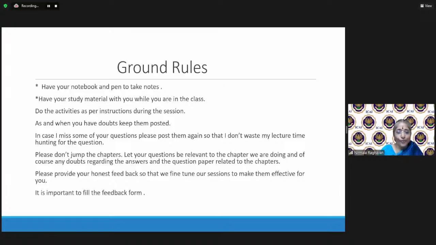Ground rules for your Zoom sessions. Have your notebook and pen to take notes, to note down what's important, to note down what you notice as important. Have your study material with you while you are in the class so that you will know whether we are closely connected to the study material. Do the activities as per instructions during the session. As and when you have doubts, keep them posted. In case I miss some of your questions, please post them again so that I don't waste my lecture time hunting for the question.